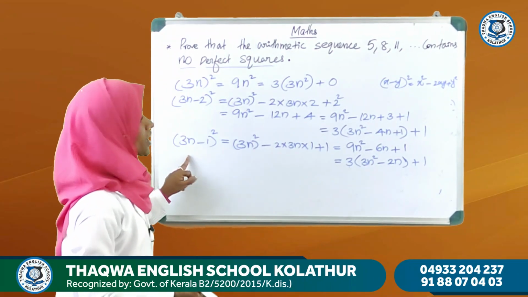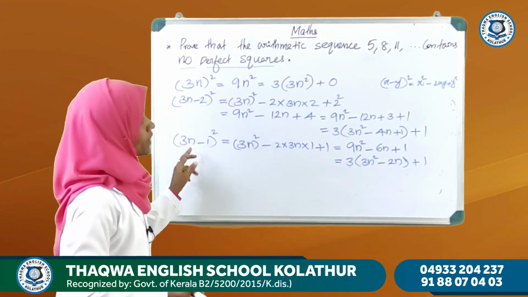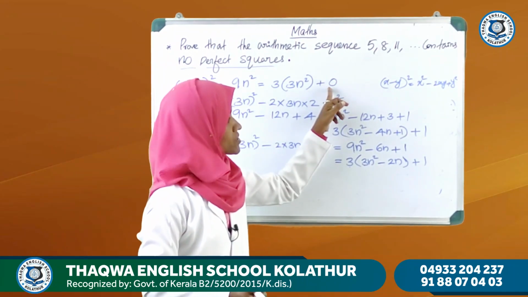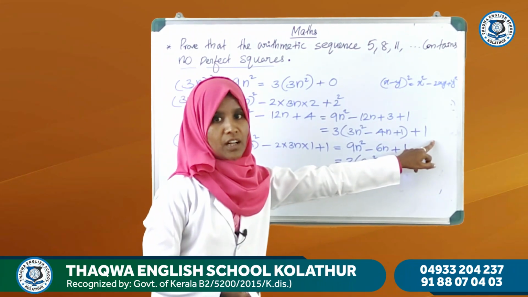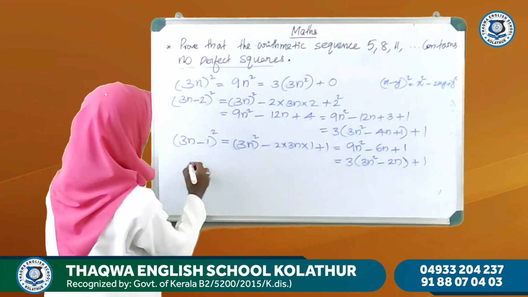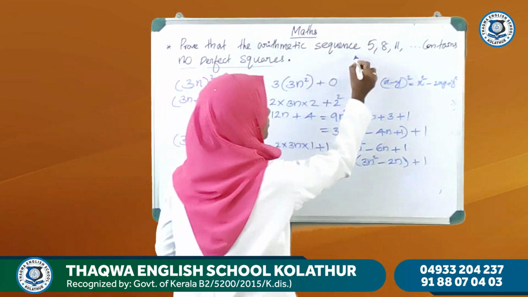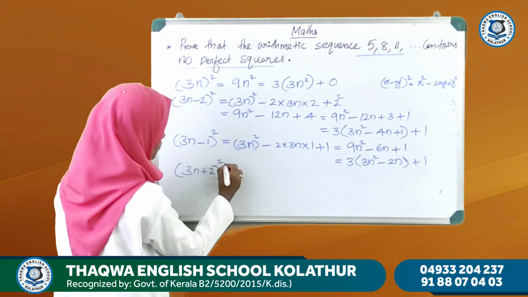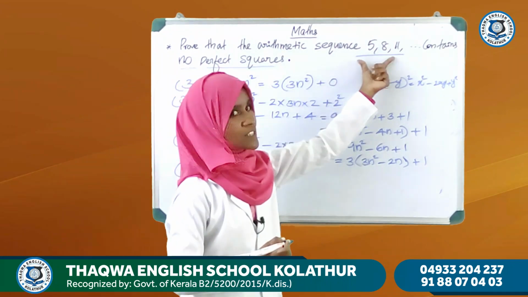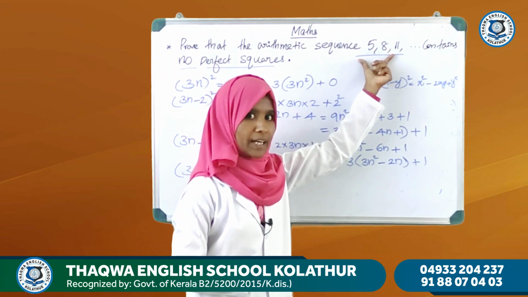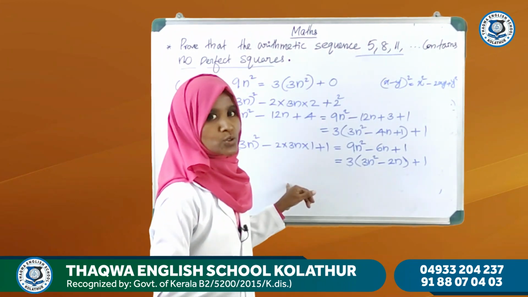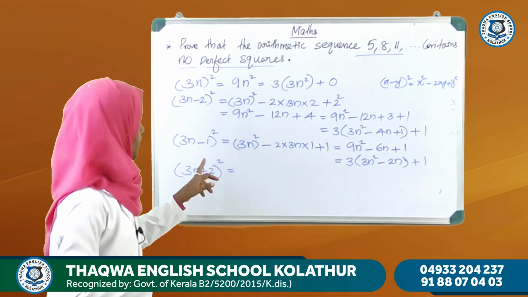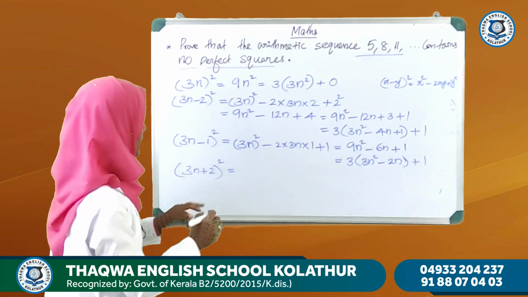So in all these 3 cases, we don't get any remainder 2. We only get the remainder 0 or 1. But in our question, the terms of the sequence, when divided by 3, leave remainder 2. The nth term of the sequence is 3n plus 2, whole square. Now let us find the square of this nth term.